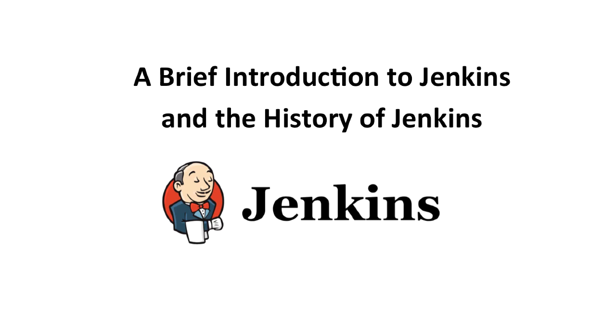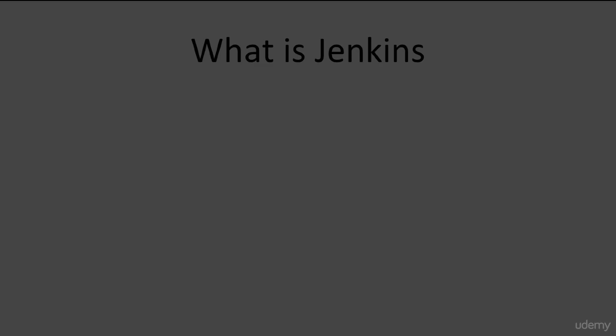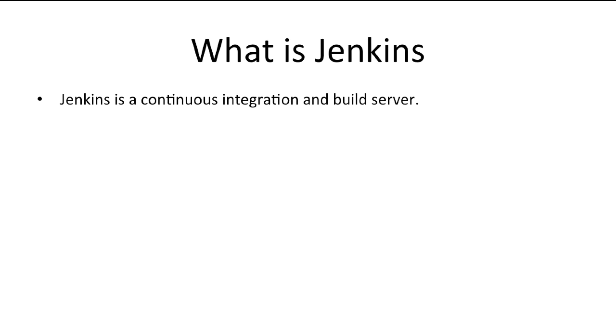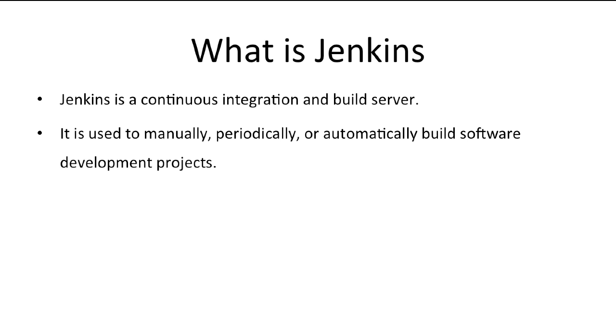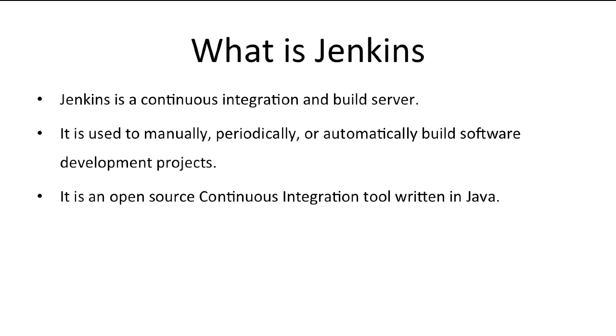In this lecture, we'll give a brief introduction about Jenkins and the history of Jenkins. Jenkins is a continuous integration and build server. It's used to manually, periodically, or automatically build software development projects. These project builds can include compilation, running automated tests, packaging applications, or even deploying to production. Jenkins is an open-source continuous integration tool written in Java.